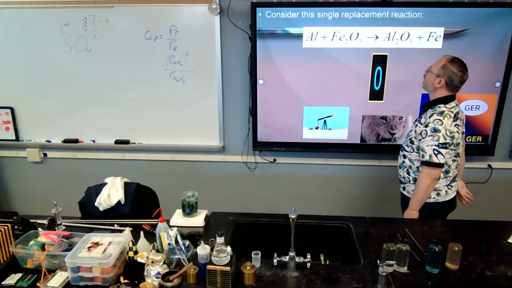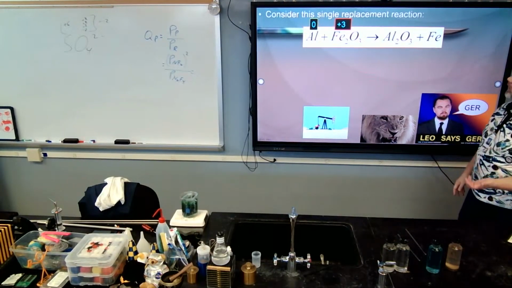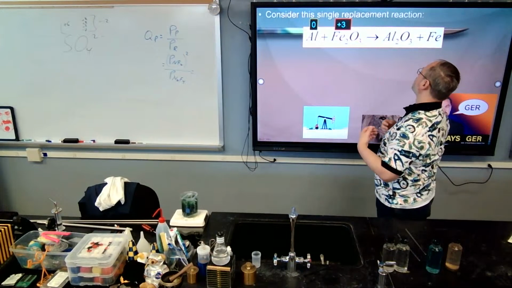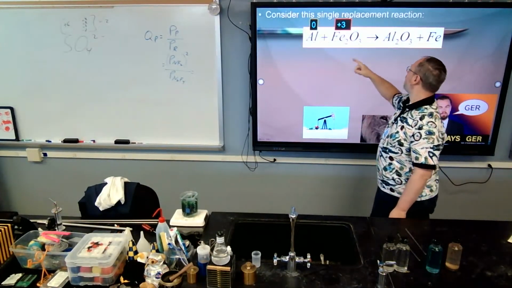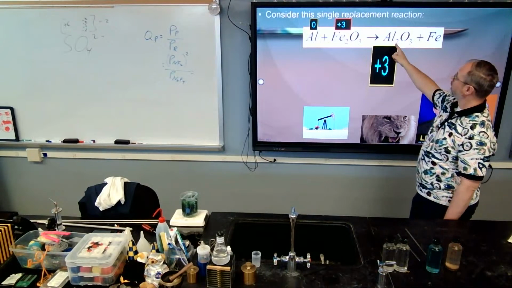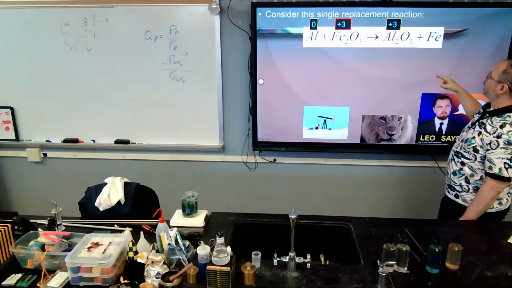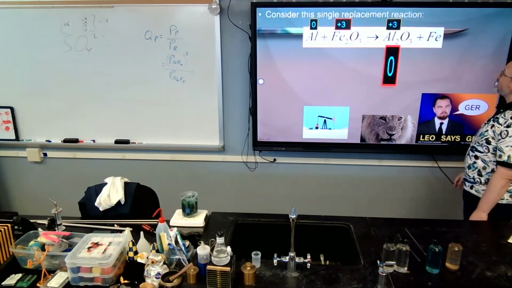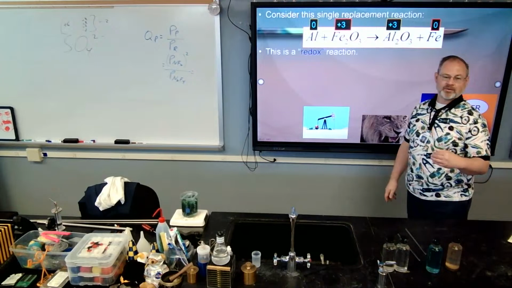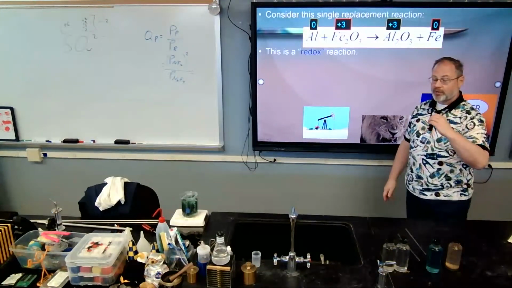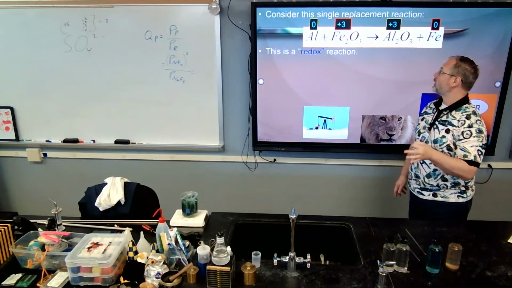Okay, here we are. So consider this reaction. This is thermite. Take aluminum powder and iron oxide, put them together. They release a lot of heat. Aluminum starts at 0, ends at +3. Iron starts at +3, ends at 0. So we can make some statements about which of these 2 metals is more active. Because this is a reaction that once it goes, it really goes. It is highly thermodynamically favored.